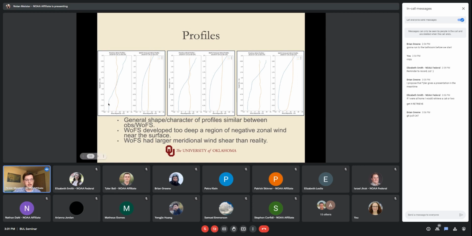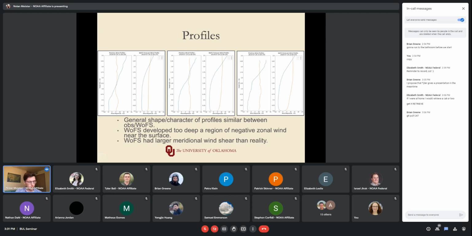So there was a negative U component near the surface, or we consider them backed winds in the wind profiler data. But WAFs was at times making those backed winds go all the way up to 1.75 kilometers, whereas in reality, the region of backed winds was maybe only a kilometer deep. So there was too deep a region of negative zonal winds.